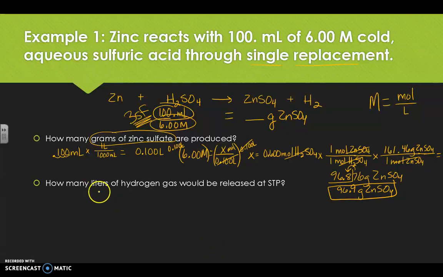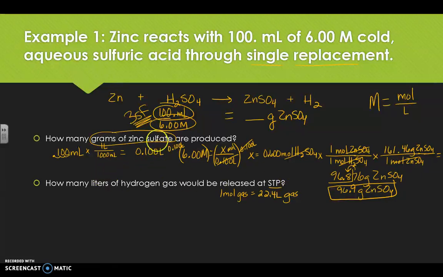All right, so the next question says, how many liters of hydrogen gas would be released at STP? Okay, so we're pulling in stuff from gas laws. I know, it all builds. All right, so at STP, we know that 1 mole of any gas is equal to 22.4 liters of that gas. It's going to make it so easy.